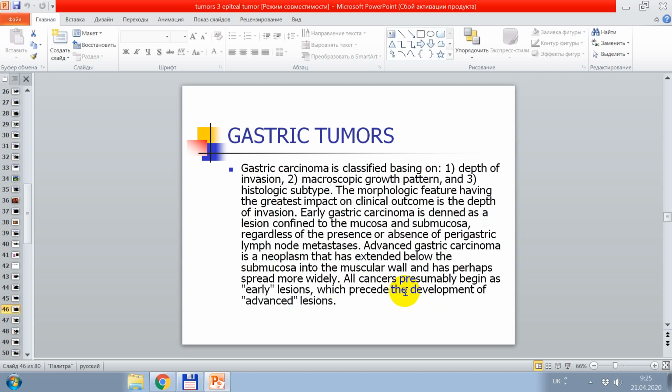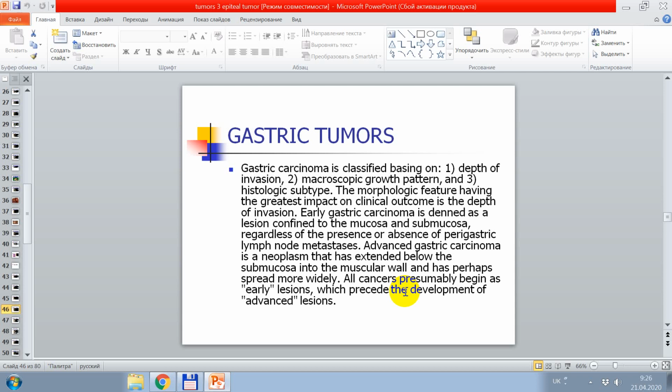Gastric carcinoma is classified based on depth of invasion, macroscopic growth pattern, and histologic subtype. The morphologic feature having the greatest impact on clinical outcome is the depth of invasion. Early gastric carcinoma is deemed a lesion confined to the mucosa and submucosa, regardless of the presence or absence of perigastric lymph node metastasis.